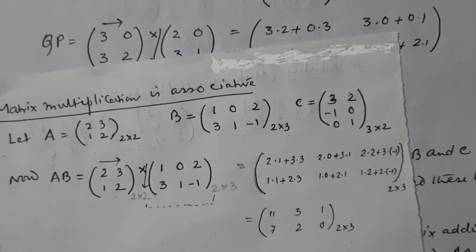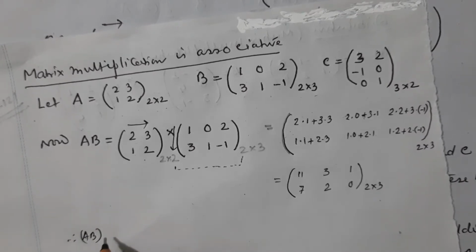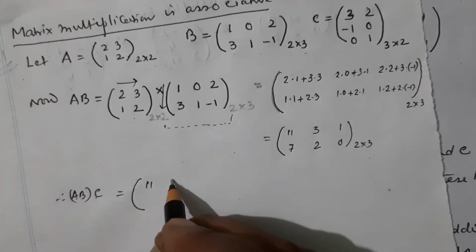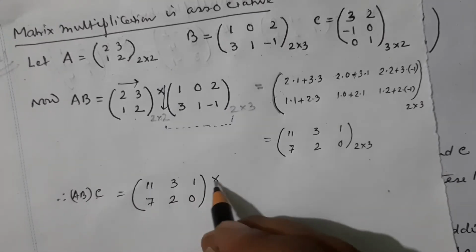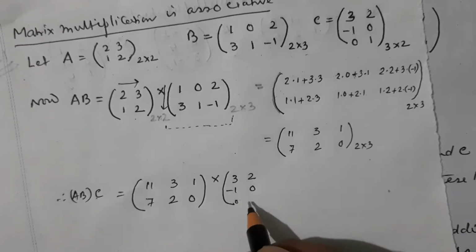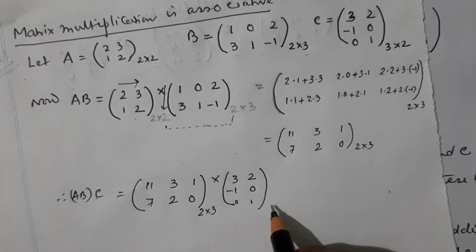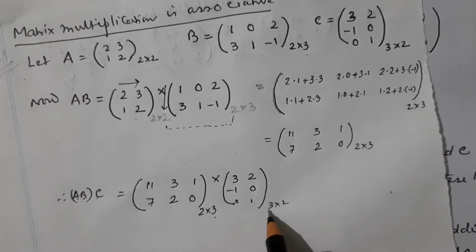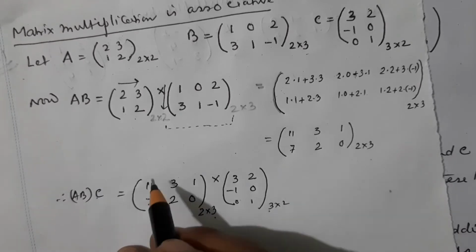Next we can calculate AB multiplied with C. Therefore AB into C equals 11, 3, 1, 7, 2, 0 multiplied with C, 3, 2, minus 1, 0, 0, 1. This is of order 2 cross 3. This is a matrix of 3 cross 2. So the number of columns of the first matrix is equal to the number of rows of this matrix. So these two matrices are conformable for multiplication. So we can multiply.